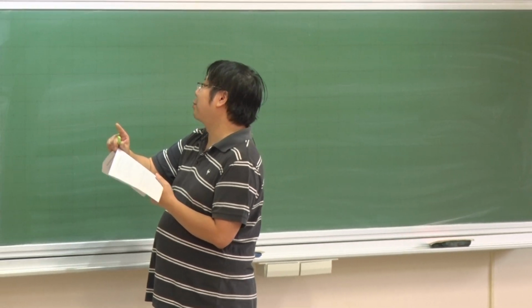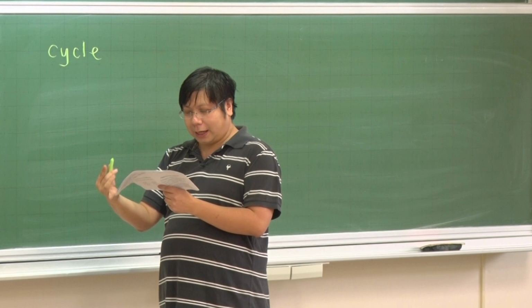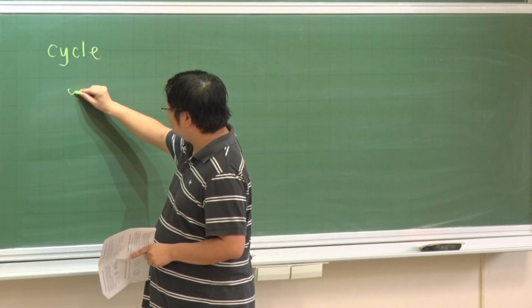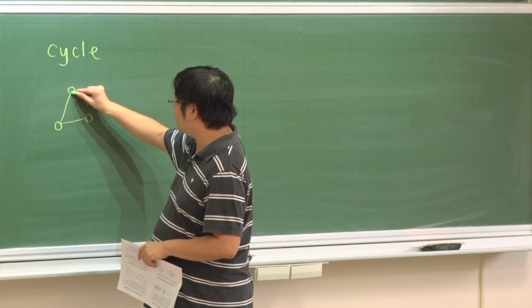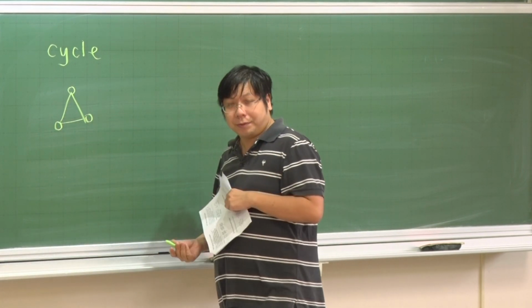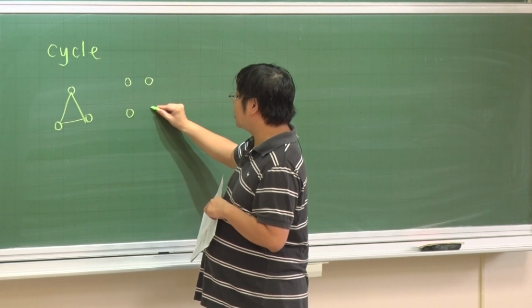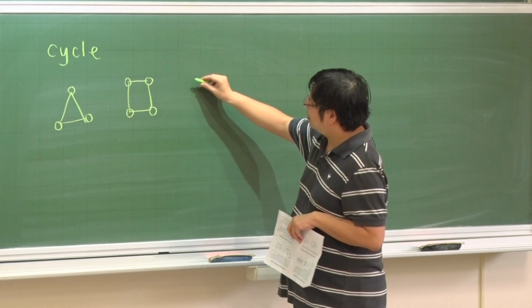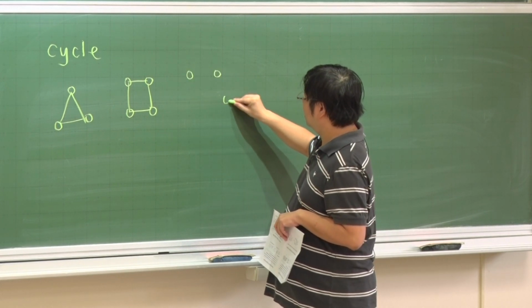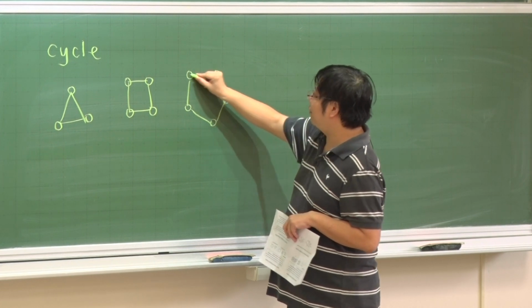We call it a cycle graph. A cycle graph is the case where the vertices form a cycle. So this is the case. This is a cycle graph with 3 vertices. This is a cycle of 3 vertices, or simply, this is a cycle with 4 vertices. This is a cycle with 5 vertices.